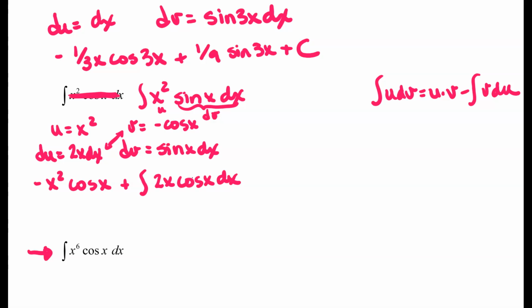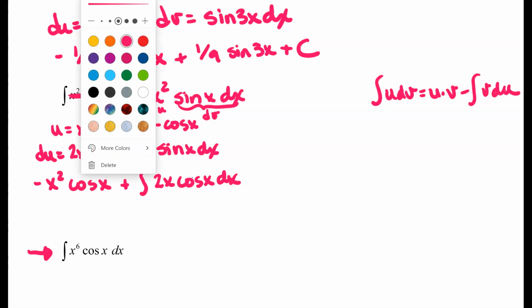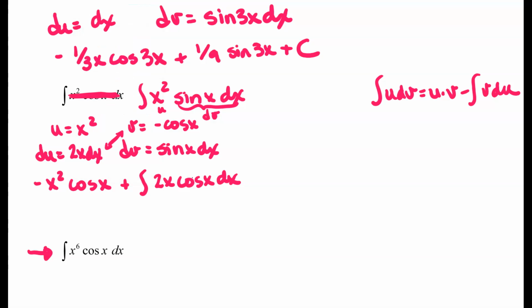So you can see that I've at least knocked the power down by 1, and I'm going to have to do parts again. Let me change colors just to keep things interesting. And we're going to rewrite our v du here. So my new u is 2x, and my dv is cosine of x dx. So differentiating u, we get 2 dx. And taking the antiderivative of v, we get sine of x.